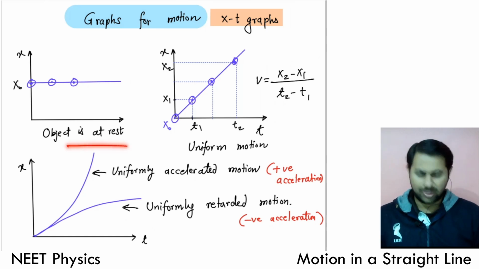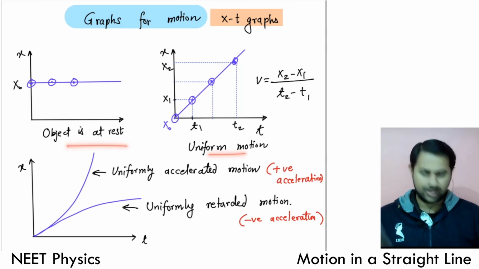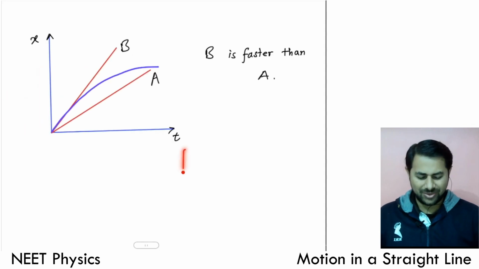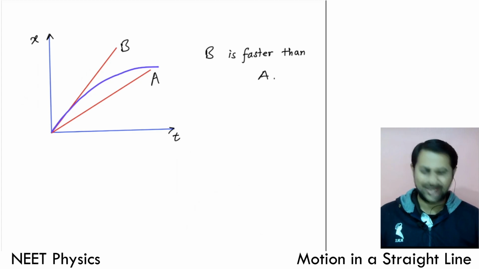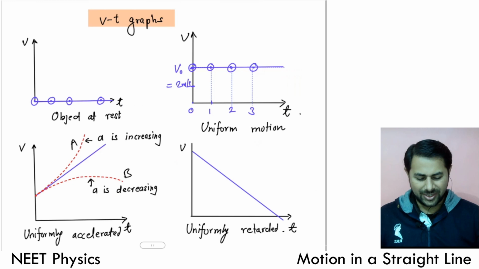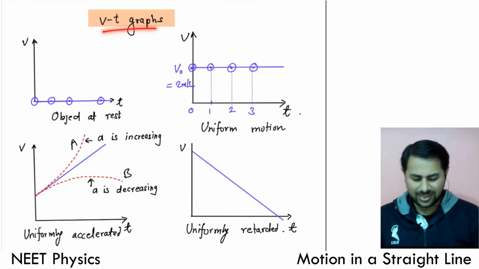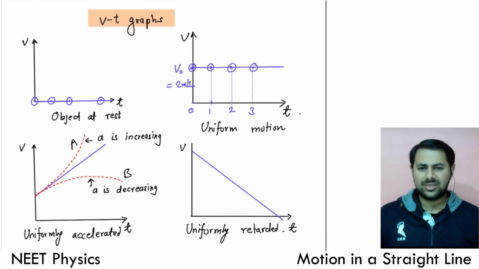So this is the object at rest, uniform motion, uniformly accelerated or uniformly retarded motion, right? Then if nothing is uniform, it will look something like this. So this is not at all uniform motion, right? Okay. All right. Then next, let us see the velocity versus time graph.